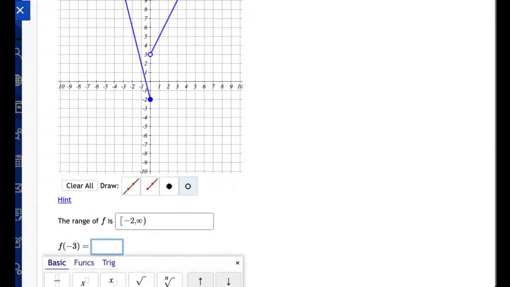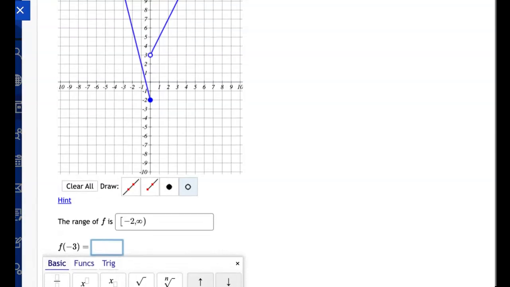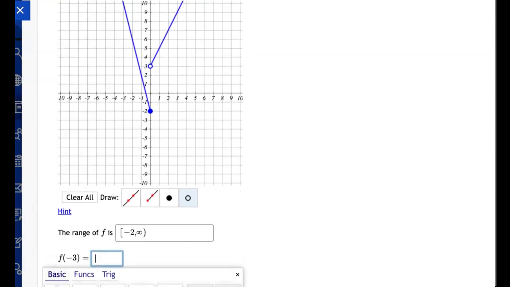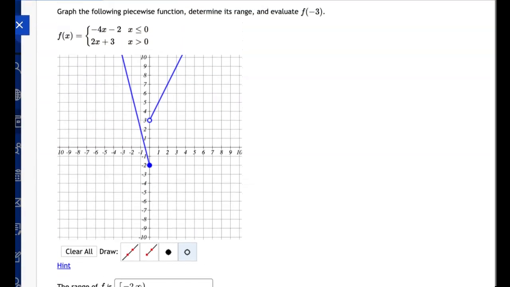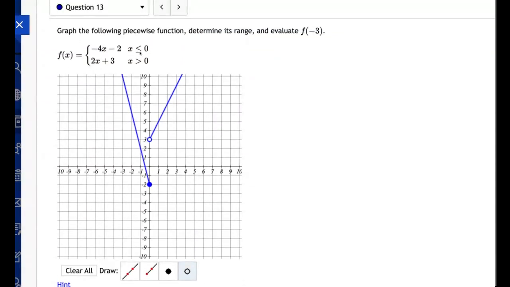The last piece is f of -3. So let me show you here. Range, we said, was -2 to infinity. And then it says f of -3. So our x value is -3. So -3 will satisfy this condition, when x is less than or equal to 0. So I want to plug it into this first piece.